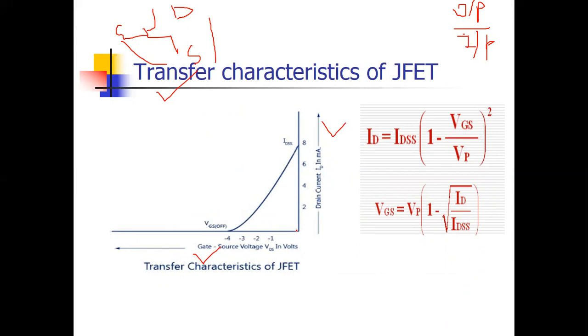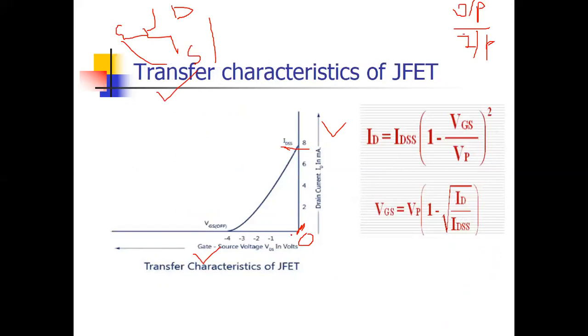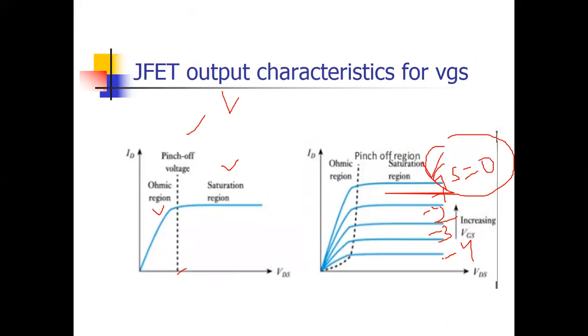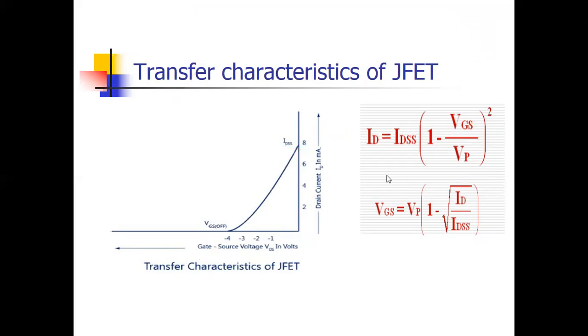So if you remember, when VGS was 0, current was maximum. When VGS is negative, current starts to decrease. The formula for drain current is ID equals IDSS times (1 minus VGS upon VP) whole square. IDSS means drain to source saturation current. This is input voltage, this is pinch off voltage. So this is the current.